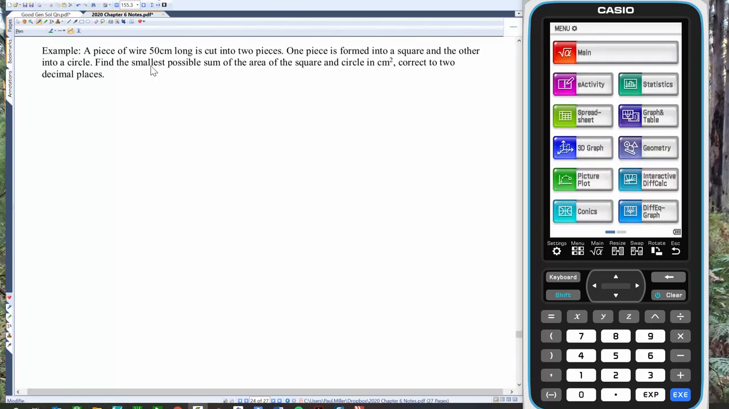Okay, pretty tough problem here. We've got a piece of wire 50 centimeters long. There it is. It's cut into 2 pieces. So, I don't know, there maybe. Not into 2 equal parts, note. Okay, one piece, so if I imagine I slice it there, this piece we'll say we're going to make a square out of. The other, we're going to do a circle. Now, what we're attempting to do is find the smallest possible sum of the area of the square and circle in centimeters squared.